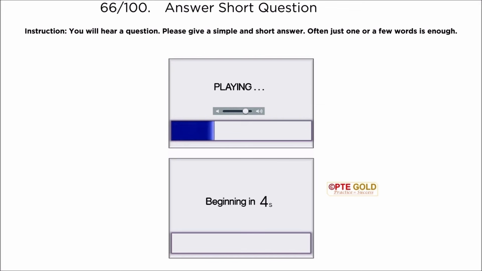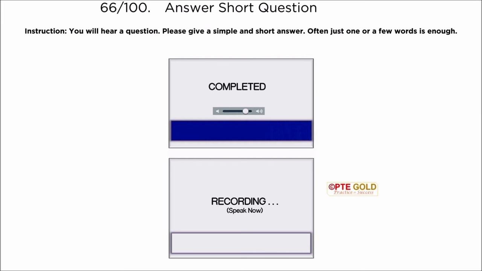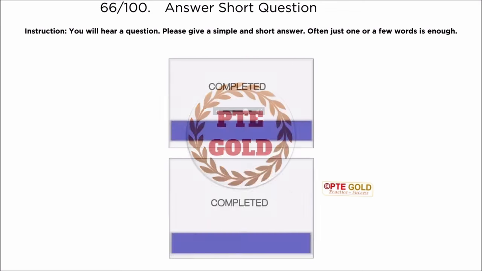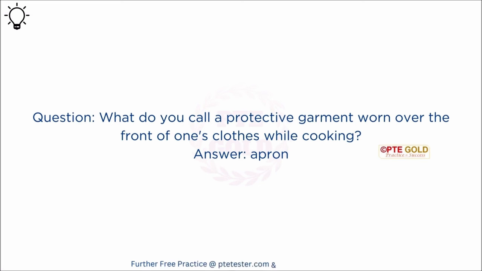What do you call a protective garment worn over the front of one's clothes while cooking? Apron.